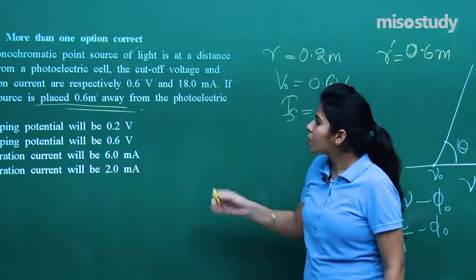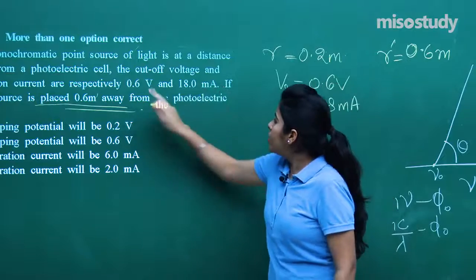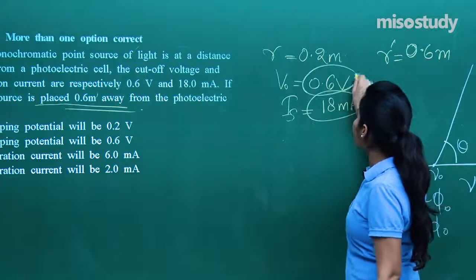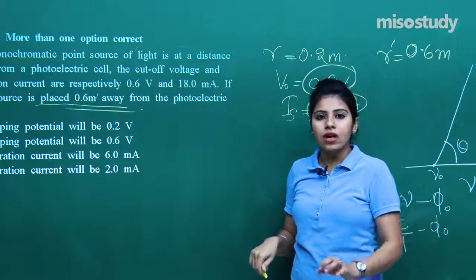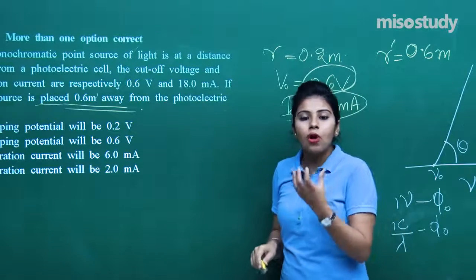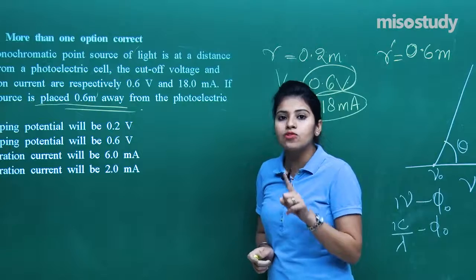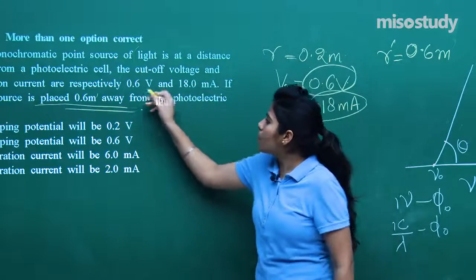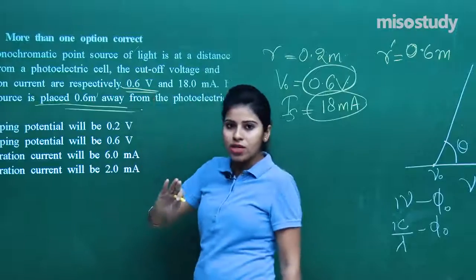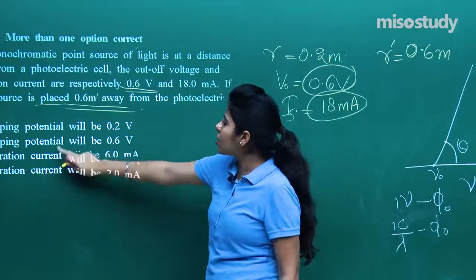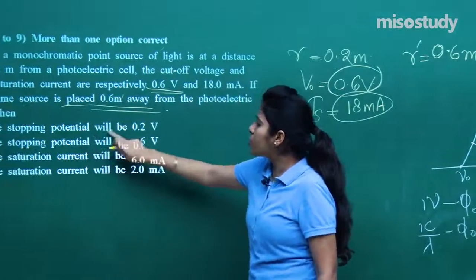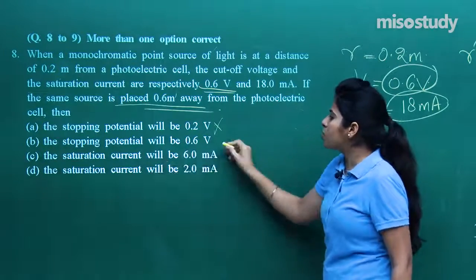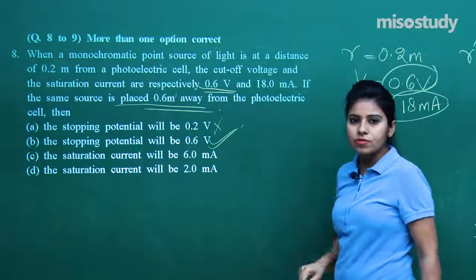So from these 4 options, can I see the 2 options where the saturation current will be the same? Earlier the stopping potential was 0.6 volt. I was saying that the stopping potential will remain the same, it would not change with the distance. So I can say that the stopping potential will remain 0.6 volt. So from these options, the stopping potential being 0.2 is wrong. Stopping potential 0.6, correct answer.